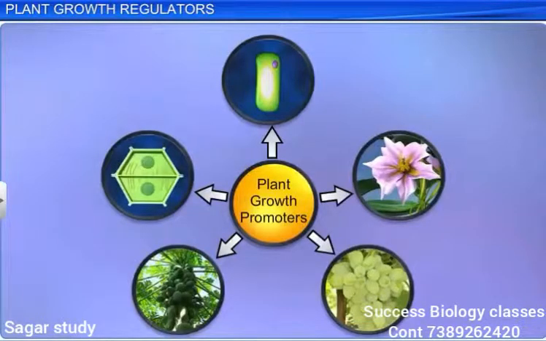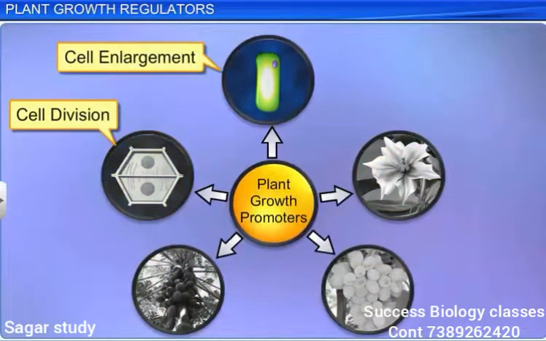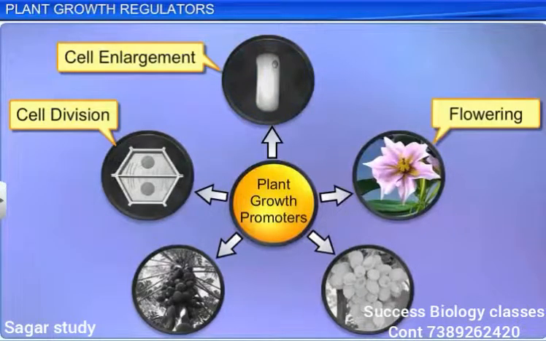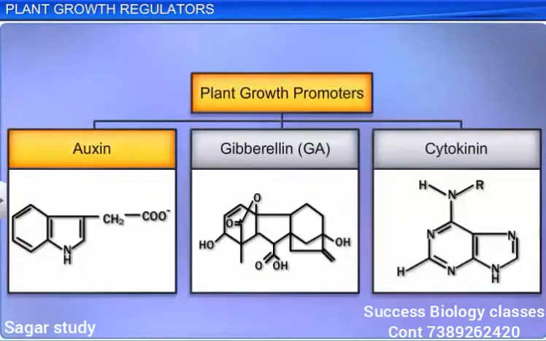Plant growth promoters enhance growth activities like cell division, cell enlargement, flowering, fruiting, and seed formation. Auxin, gibberellin, and cytokinin act as plant growth promoters.